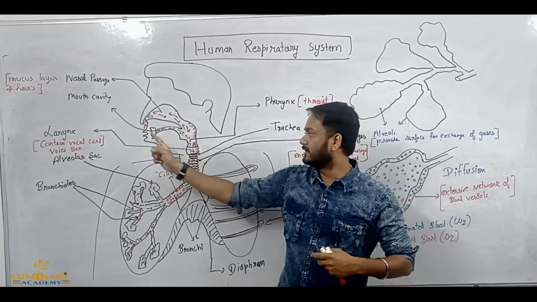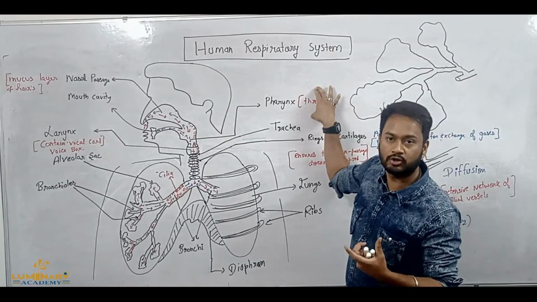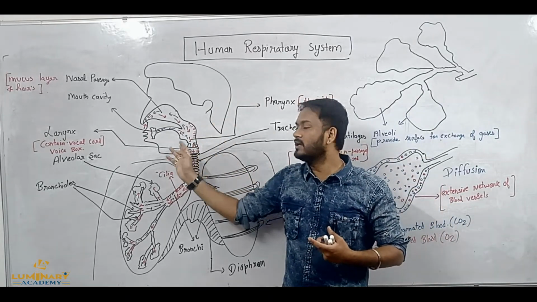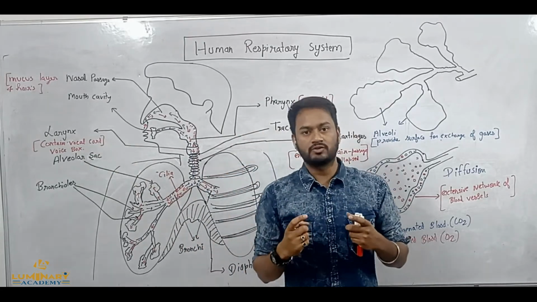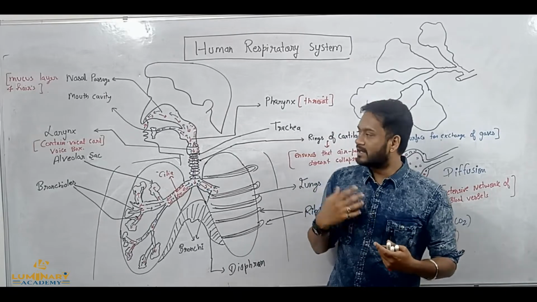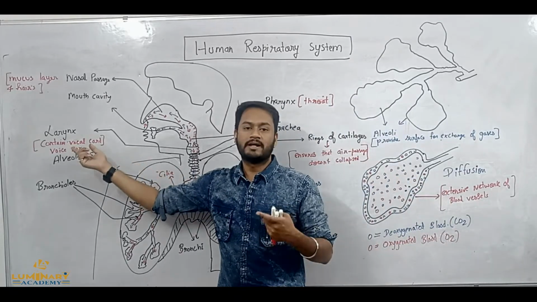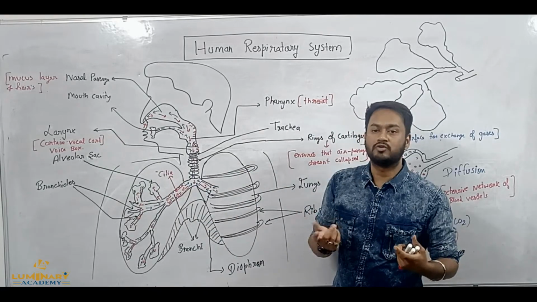Now here is the larynx. This is called pharynx. The pharynx is basically what we call the throat. It allows the air to pass to the larynx. So the larynx is a voice box. Okay, so by this only we are able to speak, and that is why we call it a voice box, which also contains the vocal cord. That's how we are able to speak.